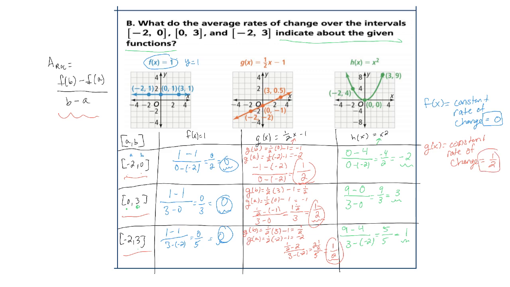And then the last one, h of x, we do not have a constant rate of change, so the rate changes. 1 is -2, 1 is 3, and 1 is 1. So the intervals change the rate of change.